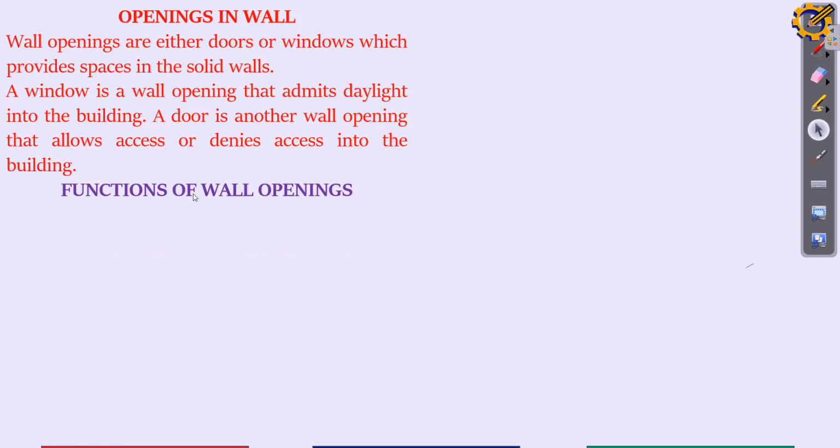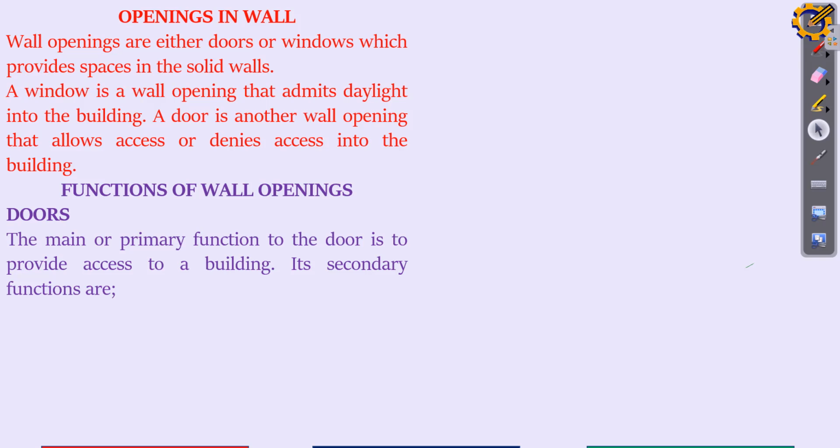So functions of wall openings. The first one there is the door. The main or primary function of the door is to provide access to a building. There are some people that use doors for fancy, but the first function before security is to provide access and egress. So ingress and egress, into and out of a building. That's the function of a door.